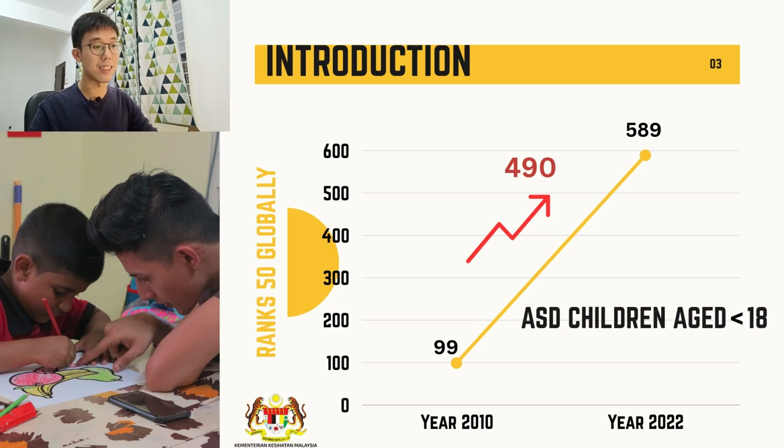Well, ASD is a challenge faced globally. Surprisingly, Malaysia is ranked in the top 50 globally for the population diagnosed with ASD. The number of children diagnosed with ASD in Malaysia has increased to 589 children in year 2022, which is about a 5 times increment from the year 2010 in just a 12 year period.